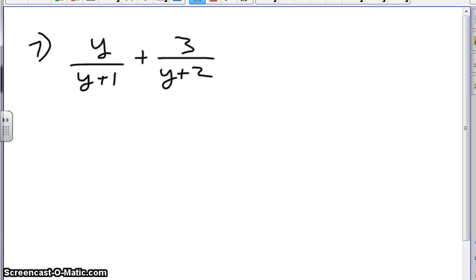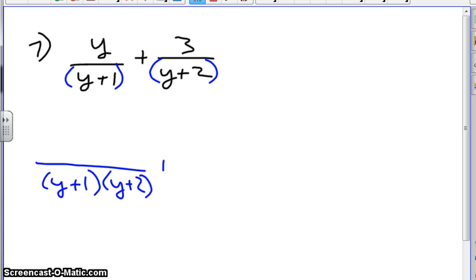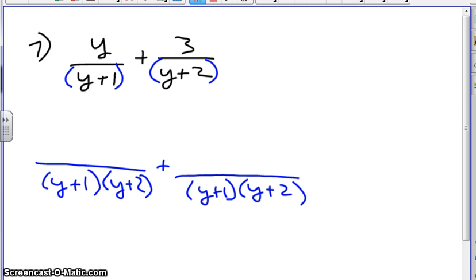So what's the LCD here? Again, we do this, okay? These are the two factors. So the LCD will be y and y plus 2. Both of them. So what do we have to multiply this first fraction by to get this y plus 2 in the denominator? y plus 2, right? Over y plus 2.